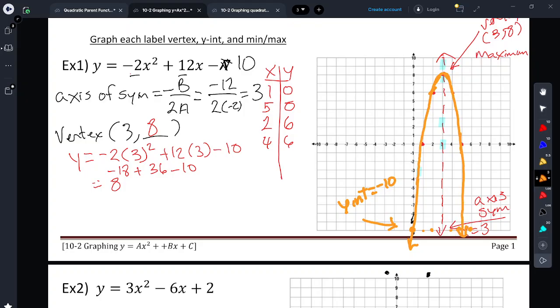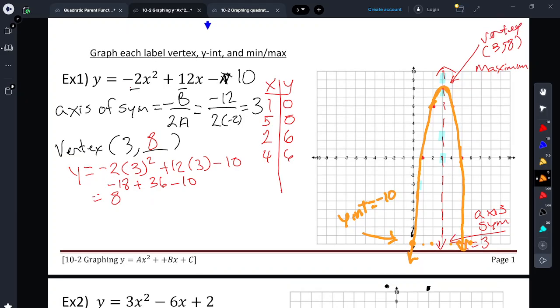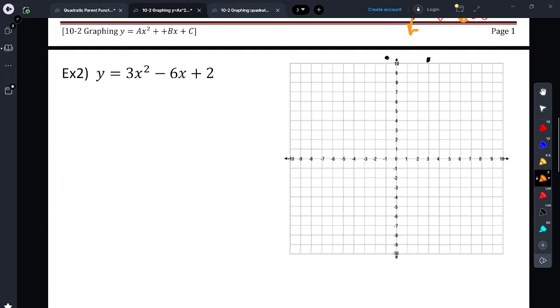Make sure you label everything. I labeled the y-intercept. I labeled the axis of symmetry. I labeled the vertex, minimum, maximum. Yeah, that's everything. Tonight we're not going to label the x-intercept, but you did find them, right? That's the x-intercept. Got it? Now that's a lot of talking, but it's really not that hard because once you find the axis of symmetry, everything else just falls into place. Yeah? All right, let's try it again.